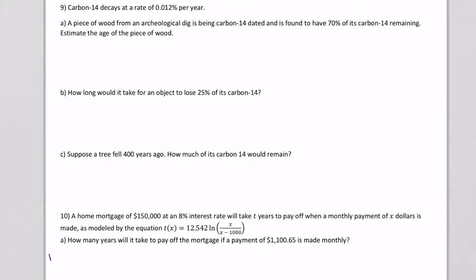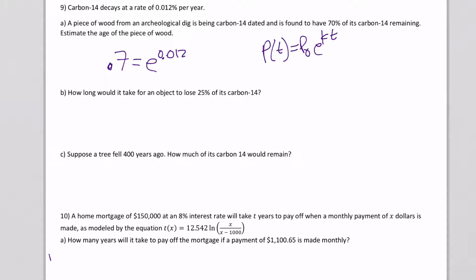Well, let's write a model, right? Exponential decay. So, population after time t will equal the starting population times e to the power of the rate of decay times t. Now, we're told the rate of decay, and we're told there is 70% remaining, which means we're going to end up with 0.7, 70% equals e to the power of our rate, which is 0.012.